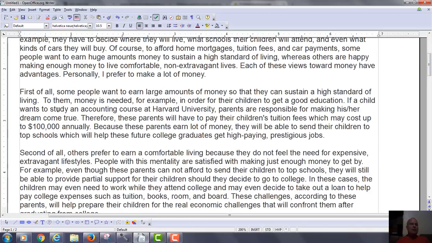Here I did not use any personal pronouns. I said some people, I said to them, I said parents are responsible. There is no way anyone can tell from this paragraph that I actually agree with this point of view. Nobody will know, because I wrote this in a more objective manner. And the same thing here.